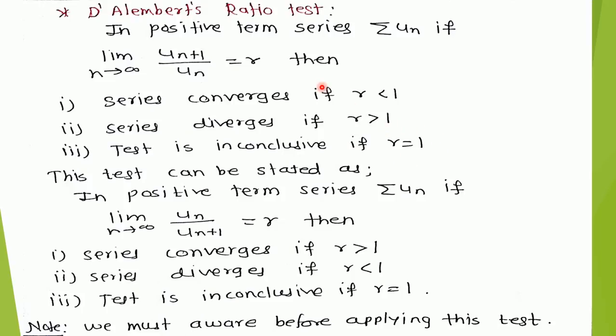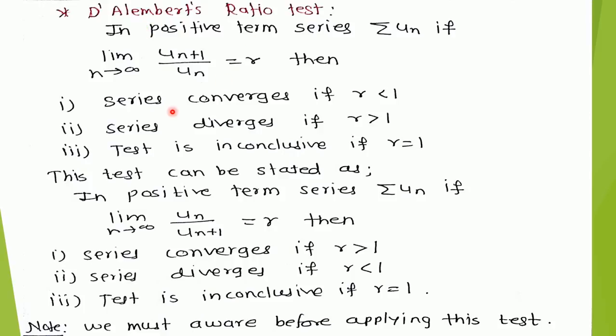Please note the following things. We are using the ratio test for positive term series. In some books it is written that it is applicable to check absolute convergence, right? Because when we are checking absolute convergence, we are taking the absolute value of each term of the series, and the series becomes a positive term series. Therefore, it is also applicable to check the absolute convergence of the series.